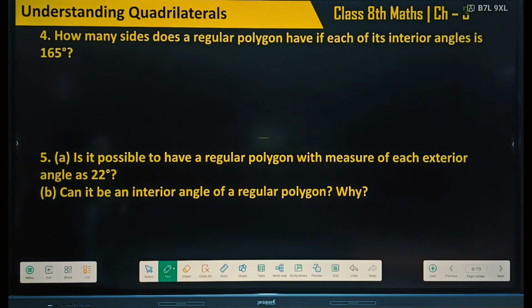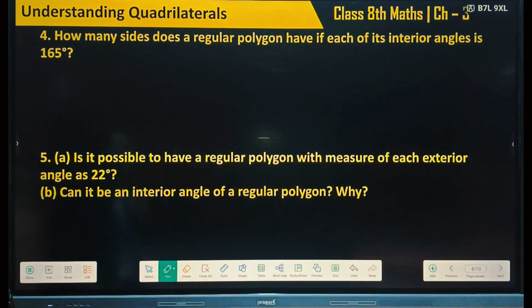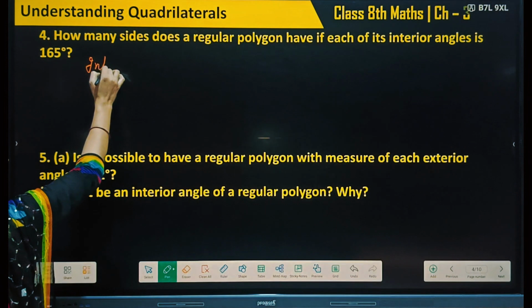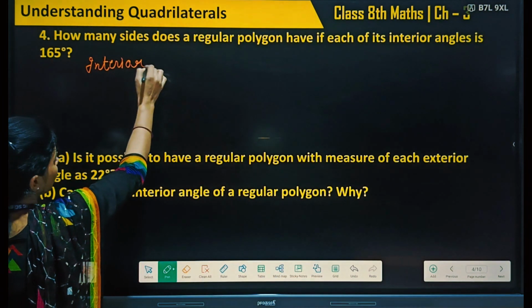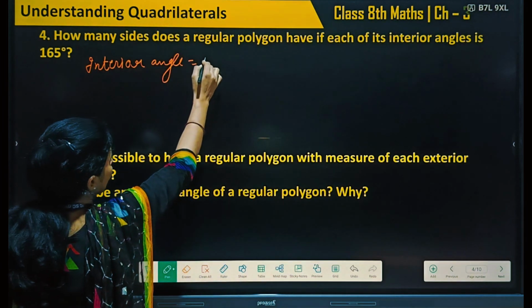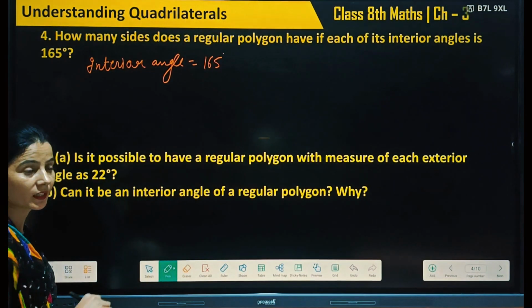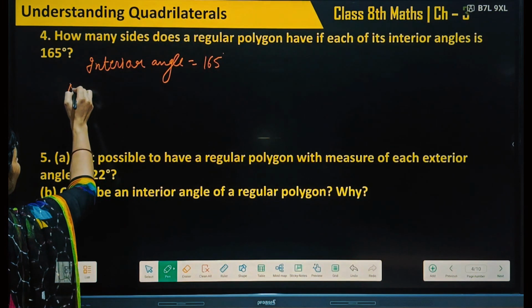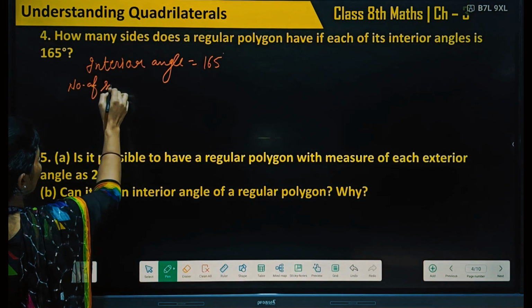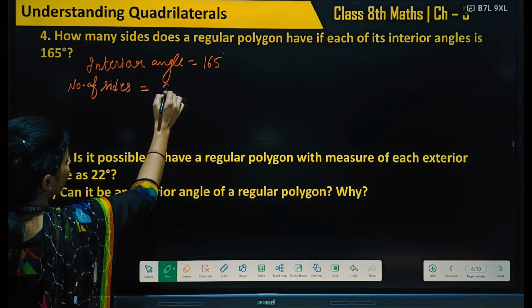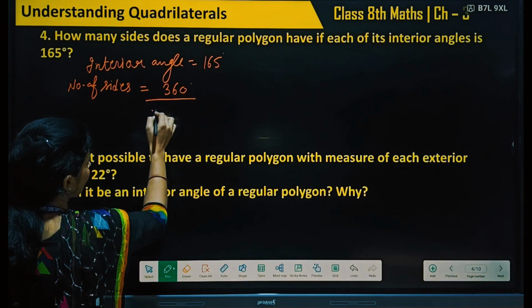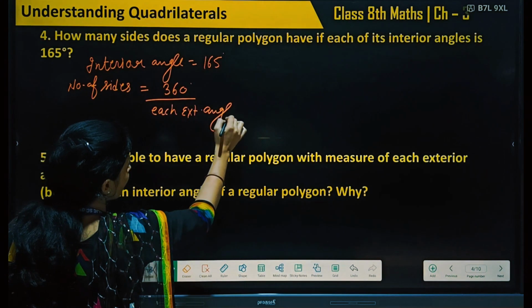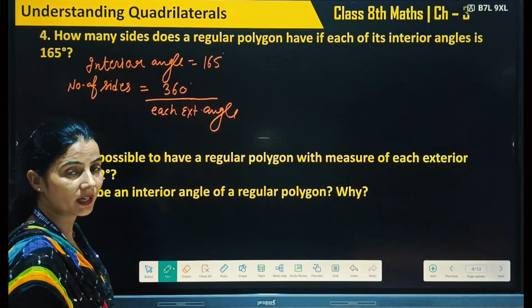How many sides does a regular polygon have if each of its interior angle is given to us 165? This time interior angle given to us. Interior angle is equals to 165. But our formula is number of sides, 360 degree upon each exterior angle. So first we need to find out exterior angle.